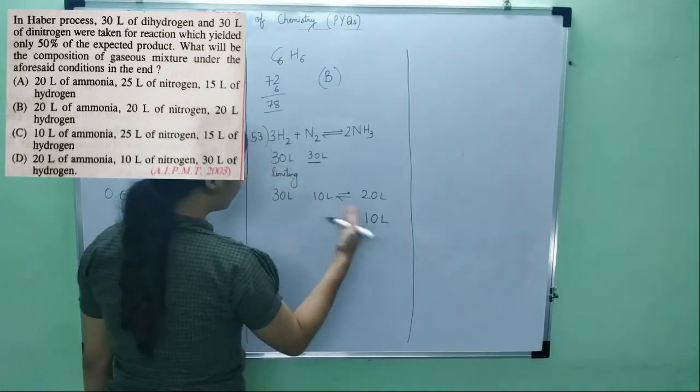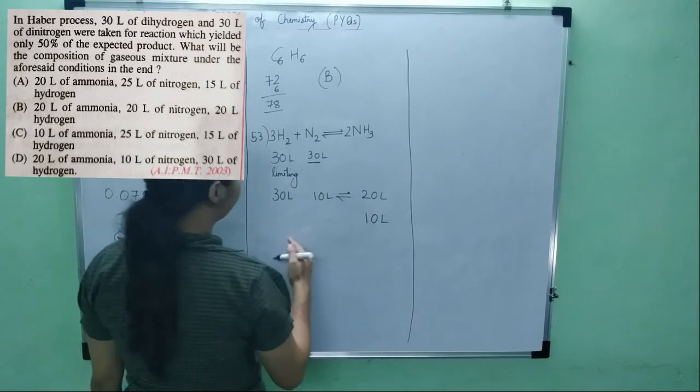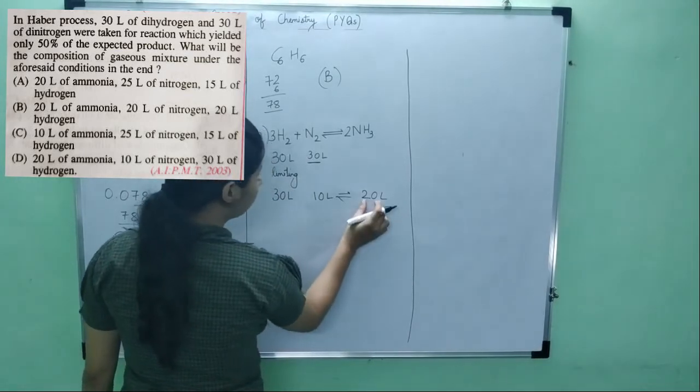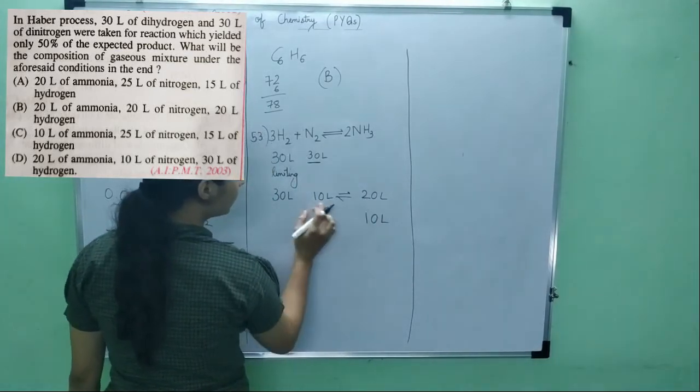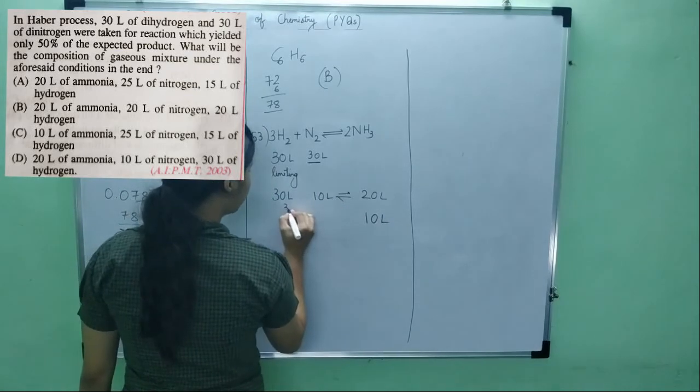Okay. Then accordingly we'll have to see how much is the reactant. So if this was 20 liter and this was 10, this has a ratio of what? See, the ratios are what?